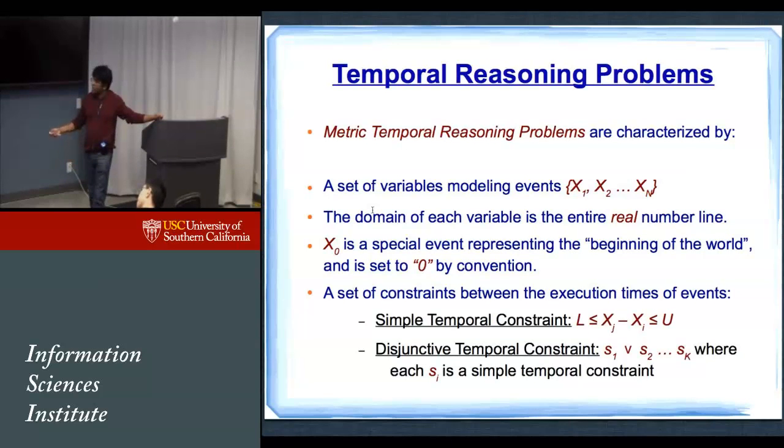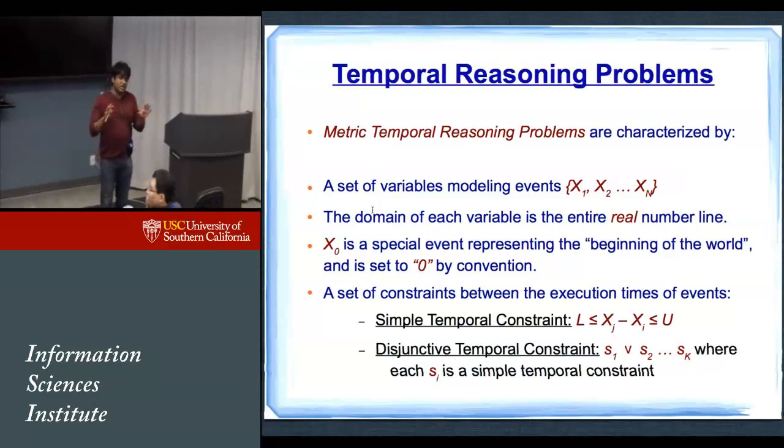Okay? And we could also have disjunctions of such constraints where we say that there is some constraint of the form S1 or S2 and so forth, where each of these disjuncts is a simple temporal constraint by itself. Right? And one reason why disjunctions might arise is because of resource contentions, for example. If there are two processes that require the same resource, you have to make sure that one of them finishes its execution before the other one starts, or vice versa. So that introduces a disjunction.